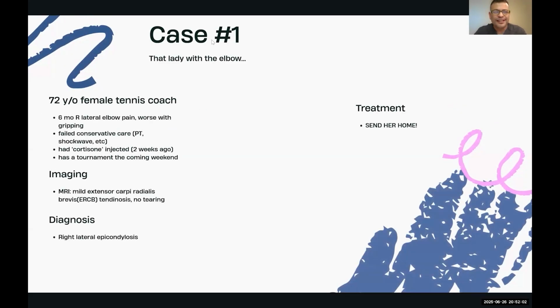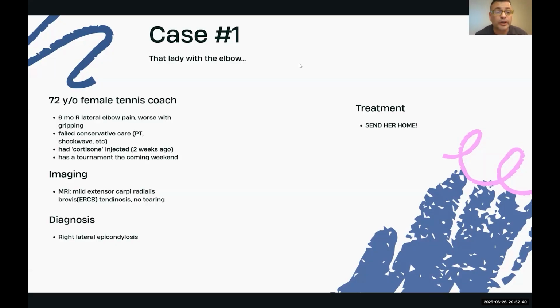So let's go to the fun part. Let's go to the case studies, okay? Case number 1, that lady with the elbow, right? Your staff told you in the office. This is a 72-year-old tennis coach that came with 6 months of right lateral elbow pain that gets worse with gripping. She tried conservative treatment, physical therapy, shockwave, multiple things, and then she had a cortisone injection just 2 weeks ago. And she has a tournament this coming weekend. The MRI shows ECRB tendinosis, but there's no tearing, and the diagnosis is right lateral epicondylosis, or chronic tennis elbow.